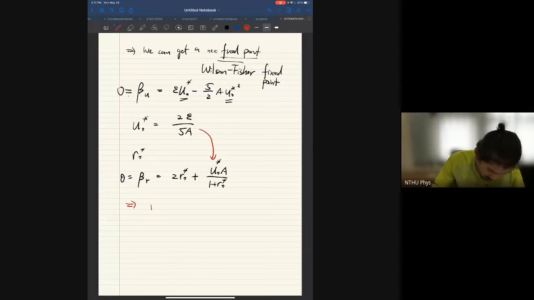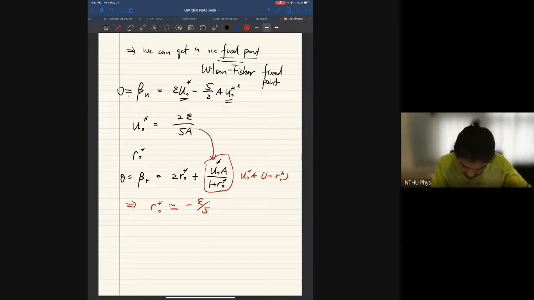So the r naught is something we can expand. We're trying to expand this, 1 minus r naught squared, so it will approximate to epsilon over 5, if you set this equal to 0. Okay.